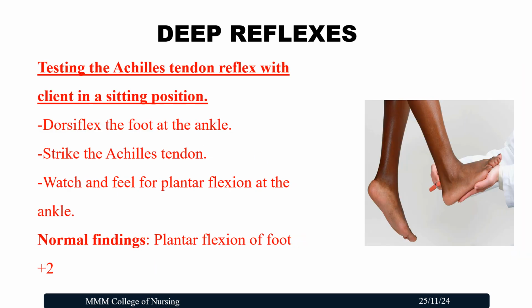And the final one is testing the Achilles tendon reflex, with the client in a sitting position and the foot dorsiflexed at the ankle. Strike the Achilles tendon and watch for plantar flexion at the ankle. The normal finding is plantar flexion of the foot, +2.